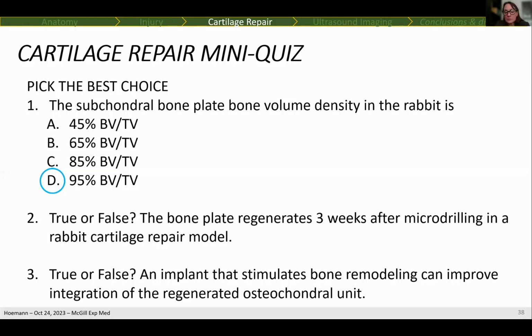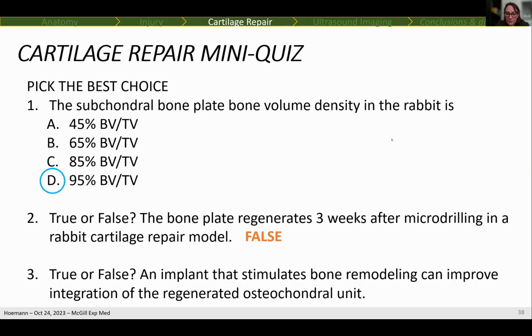So true or false? The bone plate regenerates 3 weeks after microdrilling in a rabbit cartilage repair model. Does the bone plate regenerate 3 weeks after 3 weeks of repair in a rabbit model? True or false? Oh, someone said true, but it's not long enough. So you can get some bone repair in the drill hole, but not the bone plate, not yet.